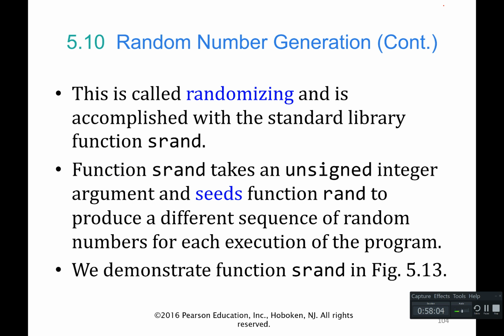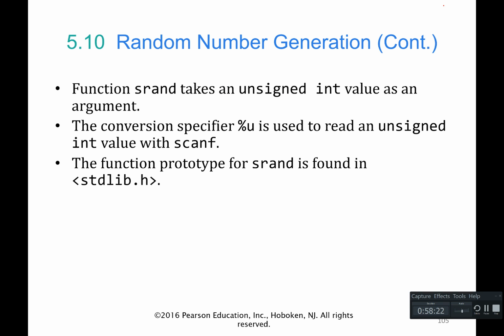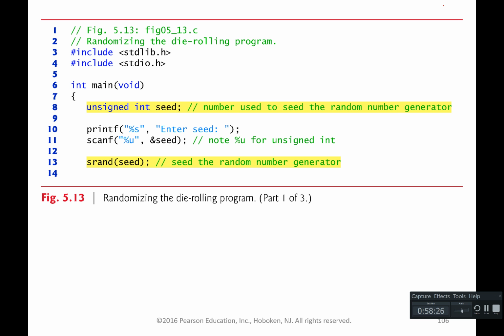We can randomize it or create a seed, and it's called srand, which stands for seed the random number generator. We can either pass it a known number, so we get the same sequence every time, or we can pass it a semi-random number. So we can generate a known seed here.